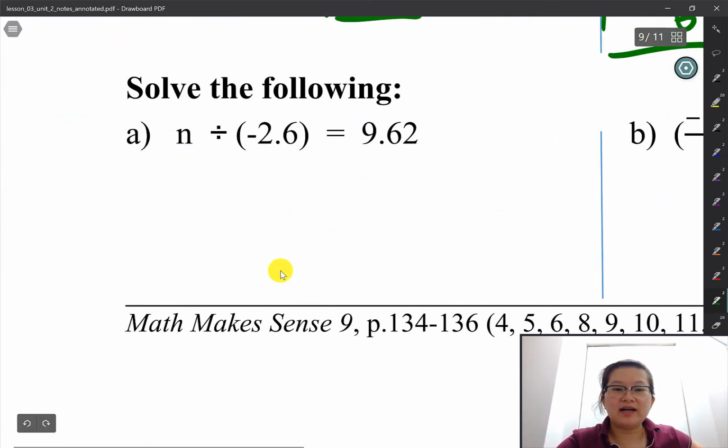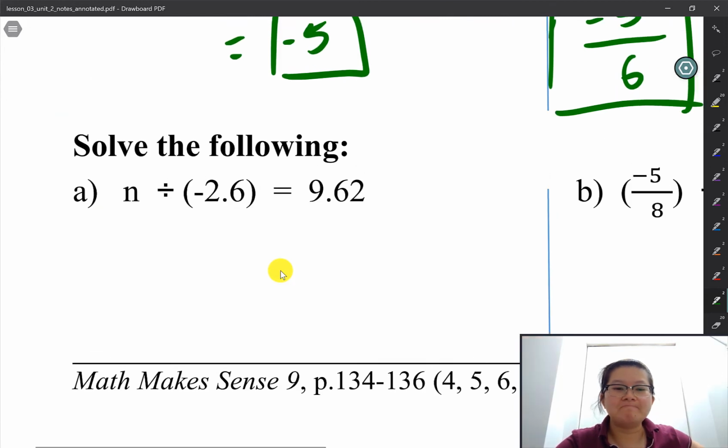Oof, 2 more to go, guys. Oh, hey, look at this. I have the following to solve. I need to solve for n.